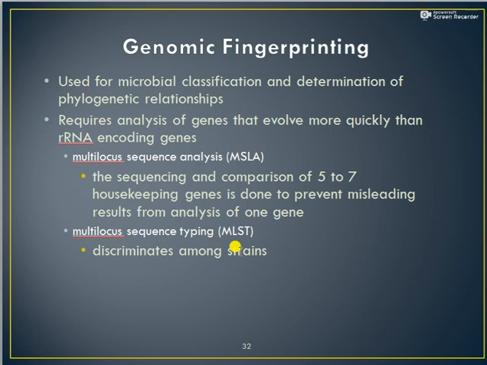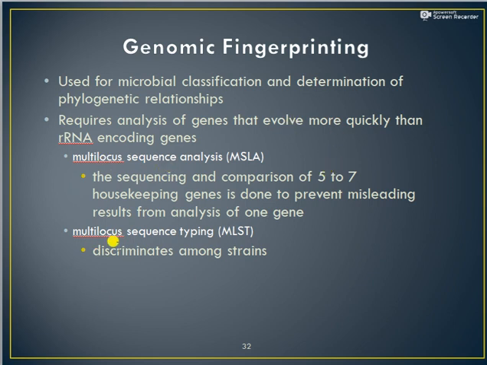you do multi-locus sequence analysis, that is, the sequencing and comparison of 5 to 7 housekeeping genes is done to prevent misleading results from the analysis of one particular gene. So for fingerprinting, rather than going for the ribosomal rRNA gene, you try to sequence different types of genes. When you compare 5 to 7 housekeeping genes and analyze them, it is called multi-locus sequence analysis.